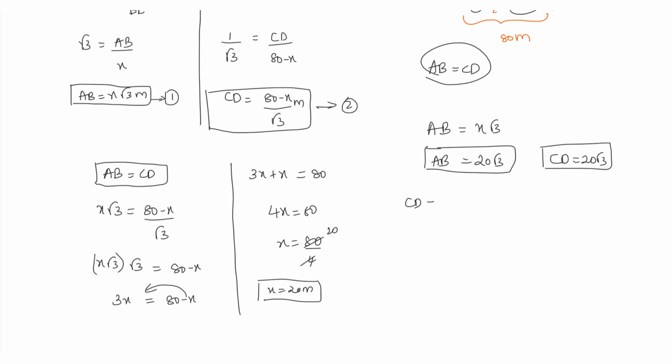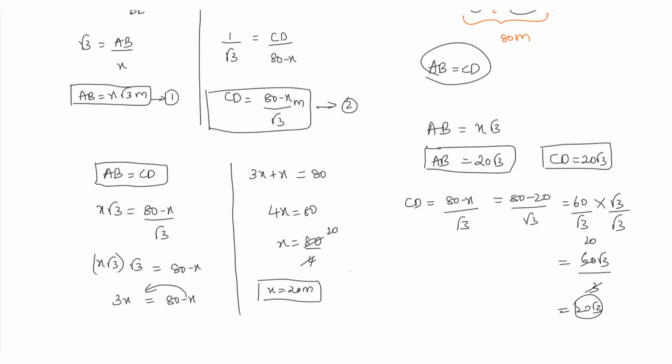That is CD is equal to 80 minus x by root 3, hence you get 80 minus 20 by root 3, you get 60 by root 3, multiplying and dividing it by root 3 by root 3. Always remember there should not be a root term in the denominator, so you have to rationalize it. So 60 root 3 by 3, 3 twenties are 60, you get 20 root 3. So this is how it's verified. Therefore the height of the poles is 20 root 3 meter.